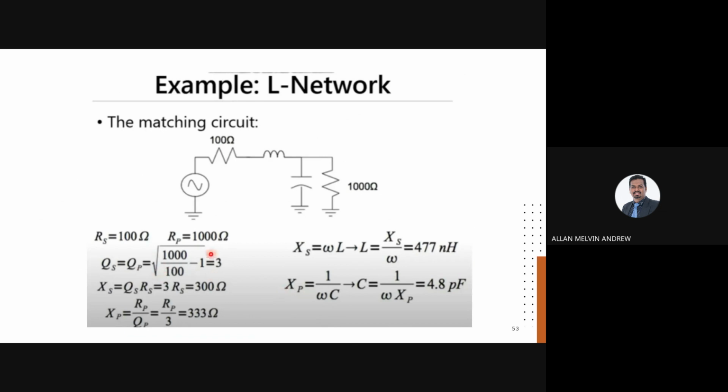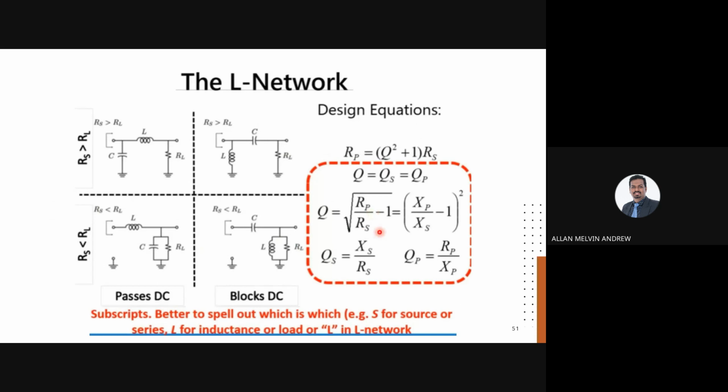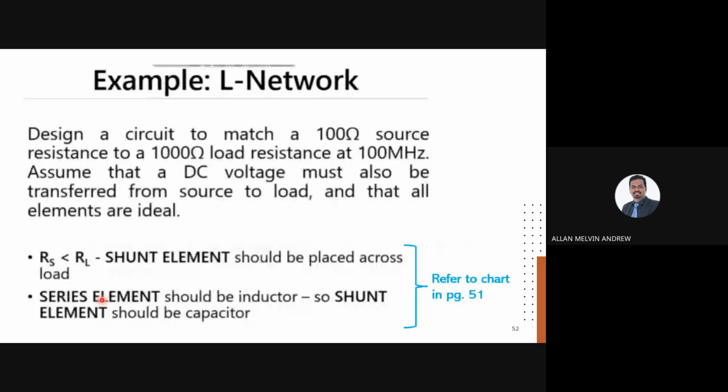Okay, so here we are using this formula: RP over RS minus 1, square root. So here 1000 divided by 100 minus 1. So 10 minus 1, so 9. The square root of 9 is 3. So QS equals QP equals 3. Then you can calculate the reactance.